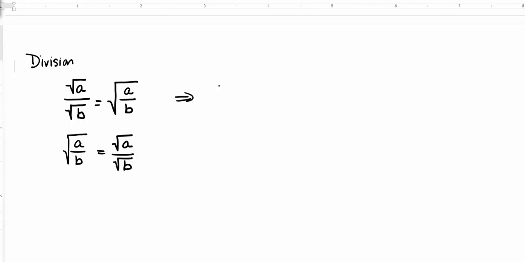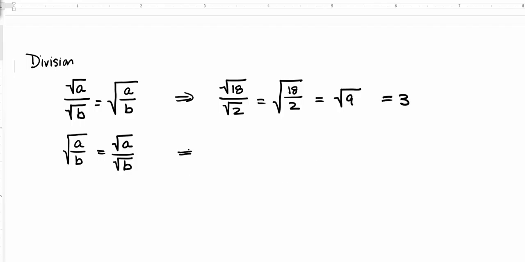So now if I have an example, I have the square root of 18 divided by the square root of 2. In this case, instead of trying to rationalize the denominator, I'm just simply going to say, well, this is the same as the square root of 18 over 2, right? And that's really the square root of 9, and in our case here, it's a perfect square, so that's just 3. And then if we have, say, the square root of 25 over 49, we can split these up, square root of 25 over square root of 49, and that's the same as 5 over 7.